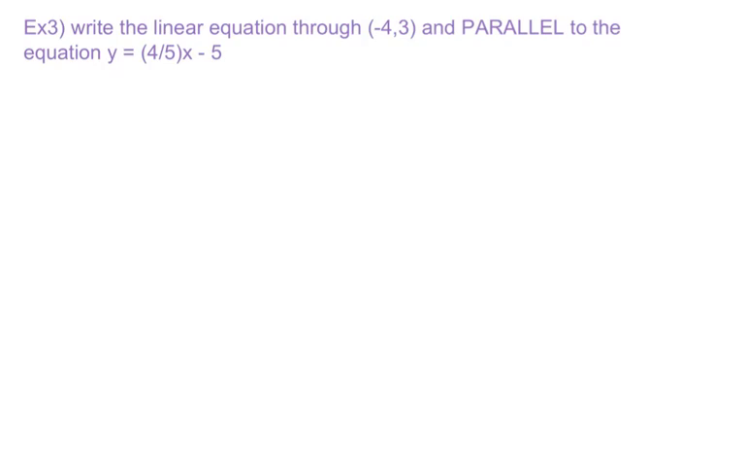Okay, for this one, something we haven't seen yet, at least in this class. I want you to give me the equation that's through the point negative 4, 3 and parallel to this equation right here, y equals 4/5 x minus 5.